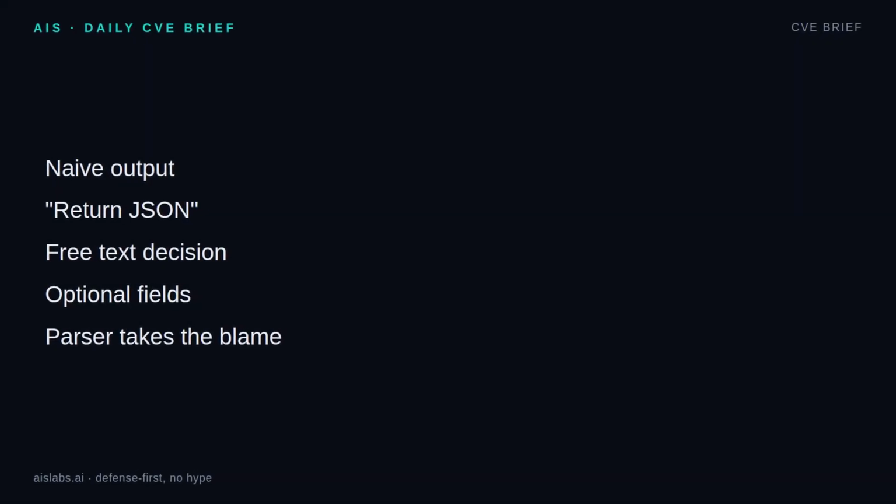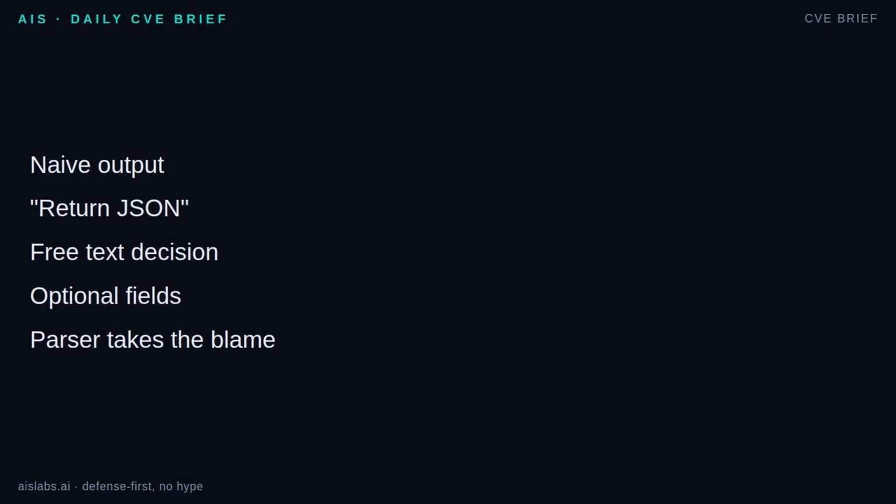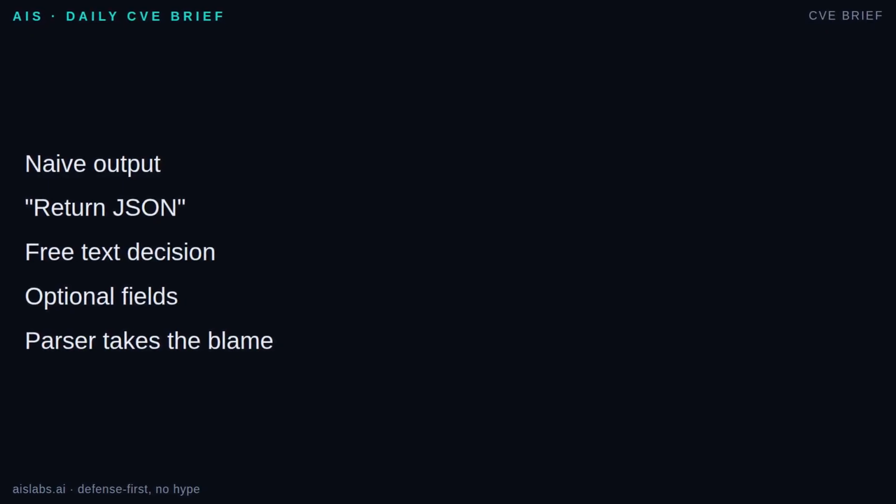The first beginner move is asking, return valid JSON with keys like decision, reason, and answer. That feels structured, but it is mostly a wish. The model can omit a field. It can rename reason to explanation. It can turn a decision into a paragraph. It can add a confidence score you never asked for. Then your code gets blamed. Parsing failed, validation failed, the workflow chose the wrong branch.